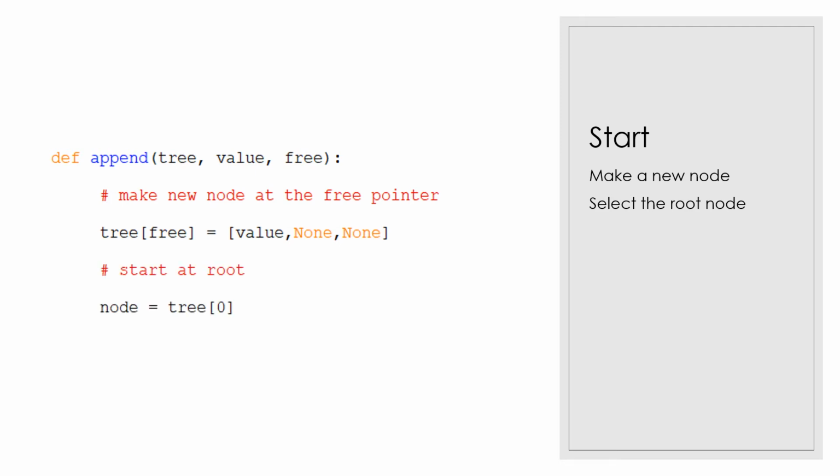So we've got to find a place to put our new node. So we're going to start at the root node. We always start at the root node in a tree. And the root node is tree 0. That is the first node in the tree. And I'm just going to call the root node node for now.